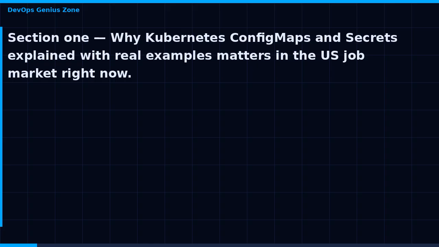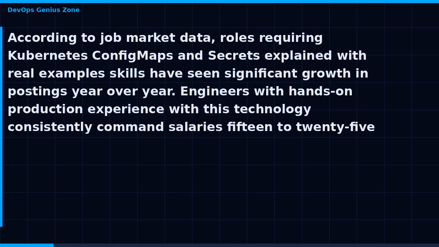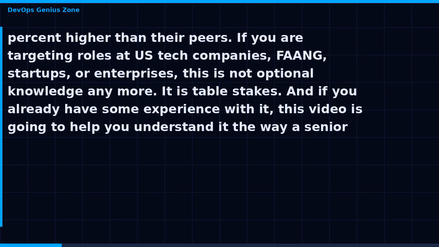Section 1: Why Kubernetes ConfigMaps and Secrets explained with real examples matters in the US job market right now. Kubernetes is the container orchestration platform running at virtually every major US tech company. CKA and CKAD certifications are among the highest paying in the DevOps field. According to job market data, roles requiring Kubernetes ConfigMaps and Secrets explained with real example skills have seen significant growth in postings year over year. Engineers with hands-on production experience with this technology consistently command salaries 15 to 25% higher than their peers.